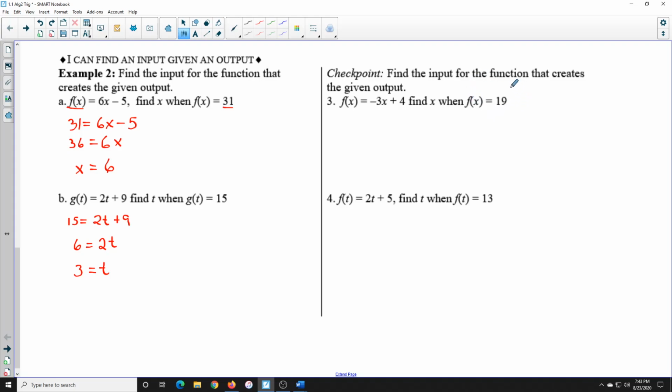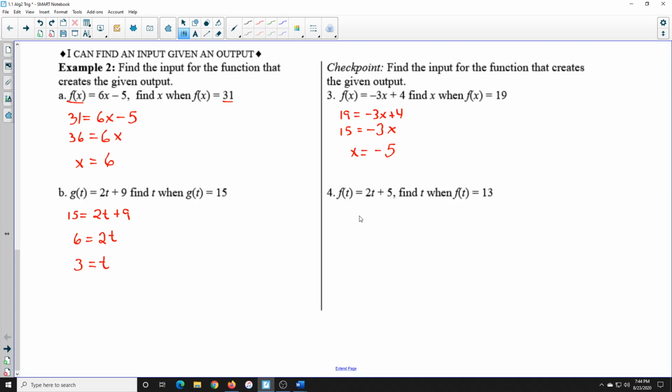So this one, they give us f of x is 19. So we're doing the same thing we did in a and b. We're plugging 19 in and replacing f of x with it. So 19 equals negative 3x plus 4. We're going to subtract 4. So we get 15 equals a negative 3x. Divide by negative 3, and we end up with x equals negative 5.